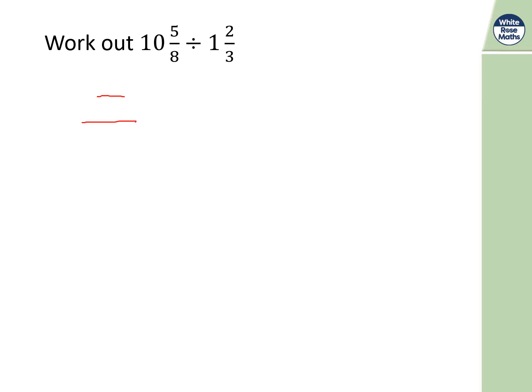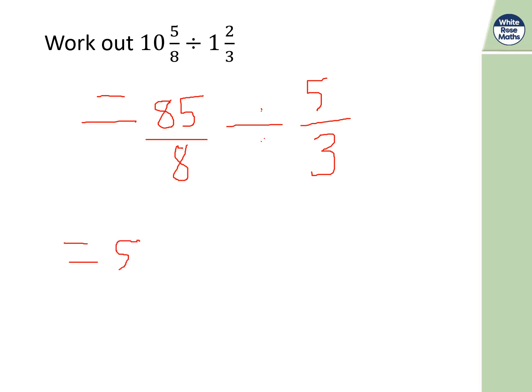Okay, 10 5/8 divided by 1 2/3. Again, change them to improper fractions or top heavy fractions. Okay, 8 lots of 10 is 80, plus the 5 goes to 85. So 85/8 divided by 1 2/3. So 3 times 1 is 3, plus the 2 goes to 5. So dividing by 5/3 is the same as multiplying by its reciprocal. So you're multiplying by the inverse.